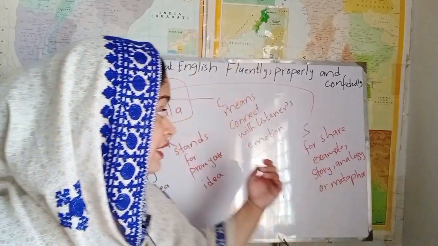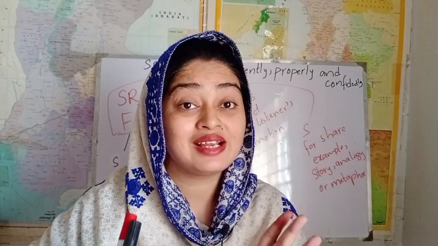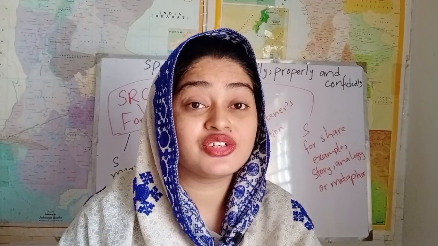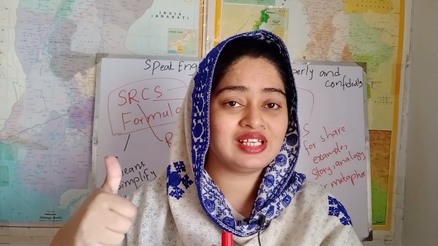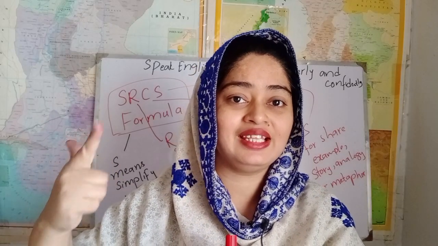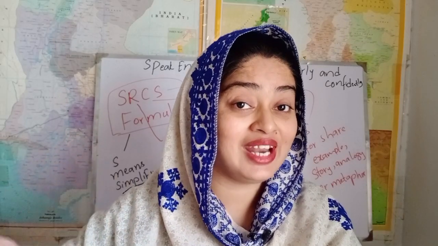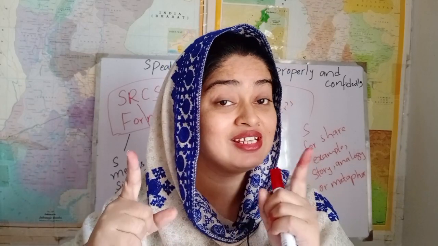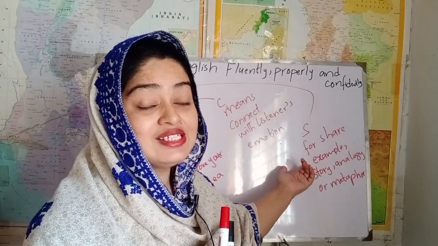Now coming towards the third step, the third C. The third C means connect your idea, what you are trying to say, with the listener's emotions. The very first thing, you have simplified your idea. The second thing, you have proved your idea. And now the third thing is, you have to connect this idea to the listener's emotion. And the fourth and final step you are going to take is S.